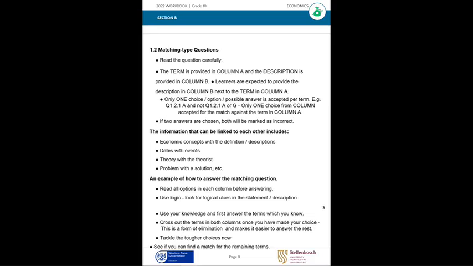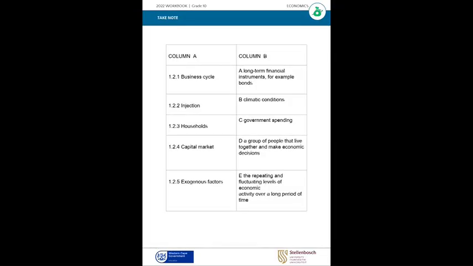So then you tackle the tougher choices and then see if you can find a match for the remaining terms. Right, we're going to look at an example now, or how to do this now. So there we've got column A and we've got column B. So you see column A has all the concepts. We have business cycle, injection, households, capital market, and exogenous factors.